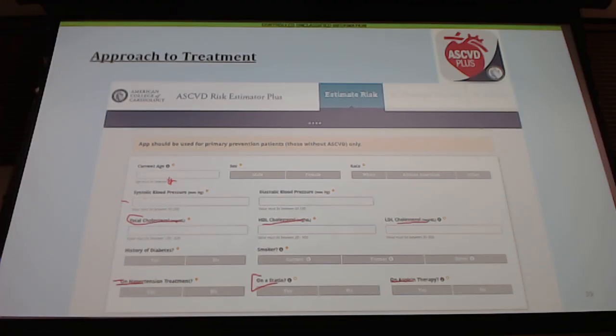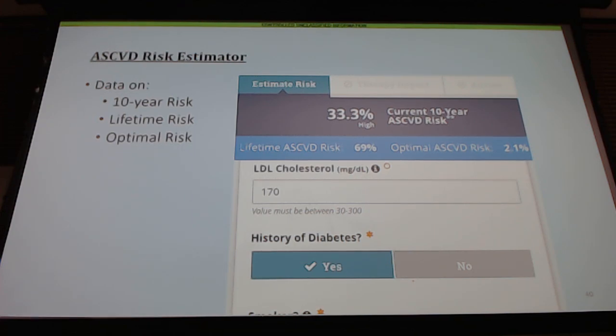And when you plug in all of that information into the calculator from your patient, you're going to get 3 data points. The first data point is what is their 10-year risk? So in the next 10 years, what's the risk of them having an atherosclerotic cardiovascular disease event? And in this sample patient that I put in, they said there's a 33.3% chance that this patient is going to have something happen to them in the next 10 years. It also gives you an idea of what their lifetime risk is. So over their lifetime, this person has a 69% risk of having a cardiovascular event.